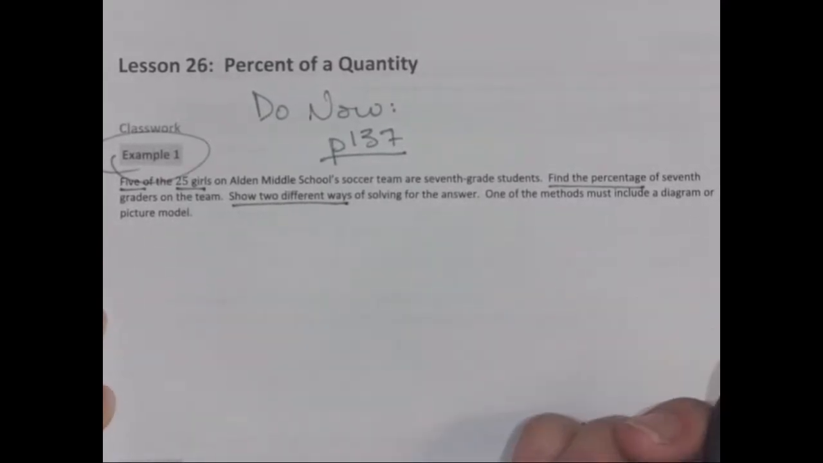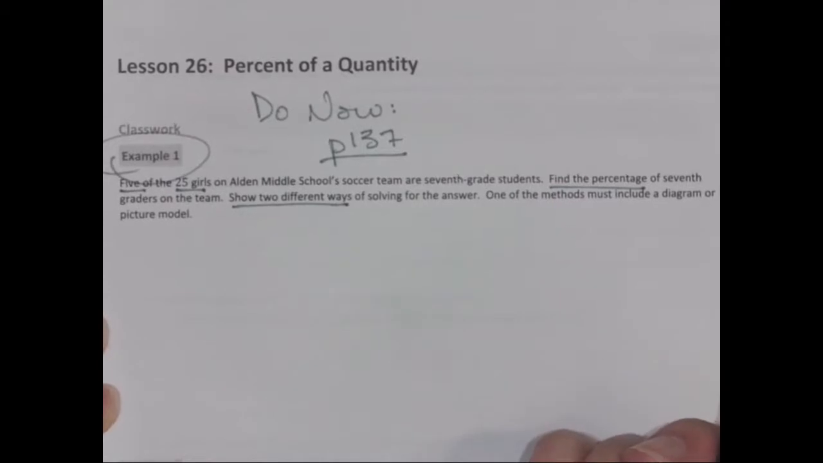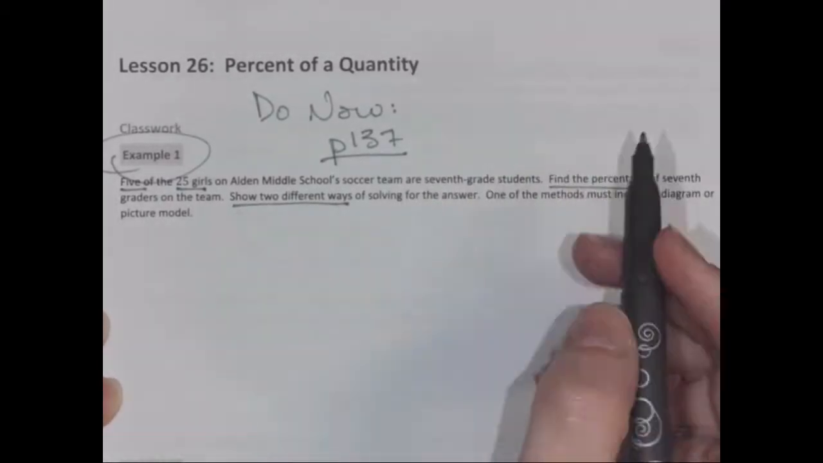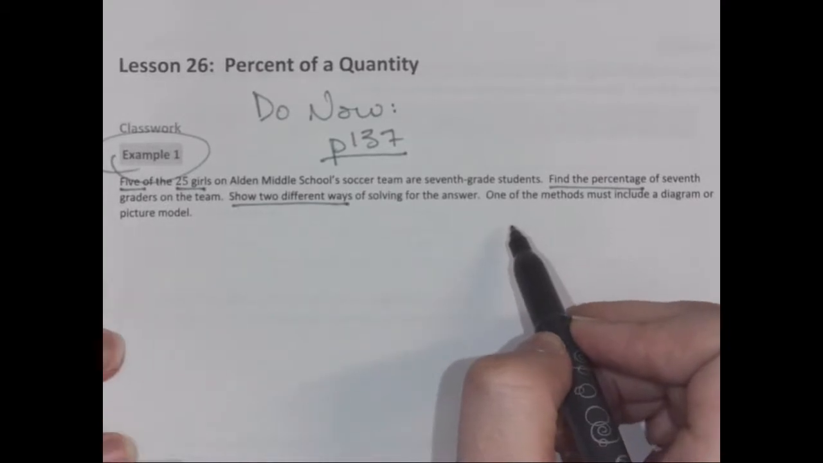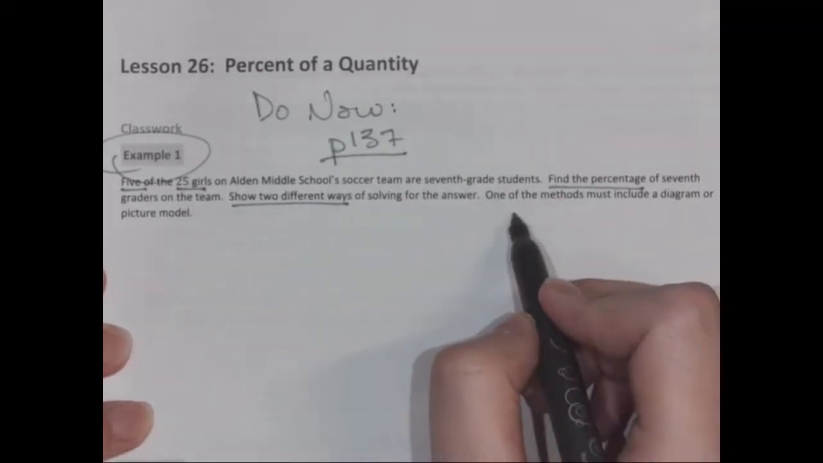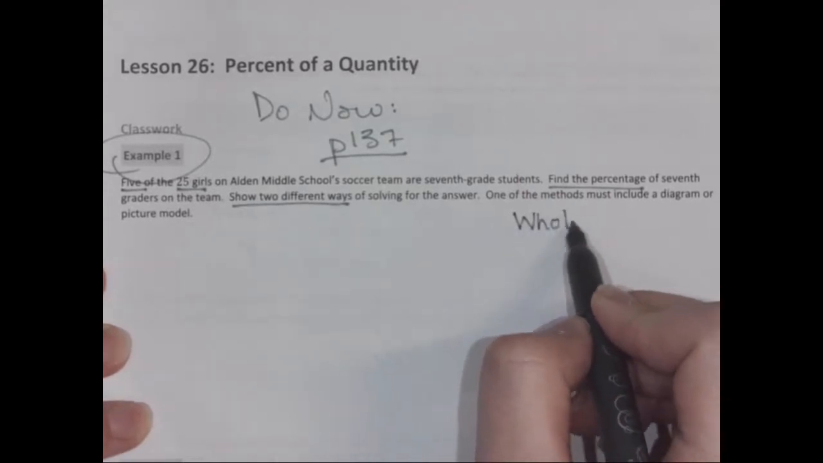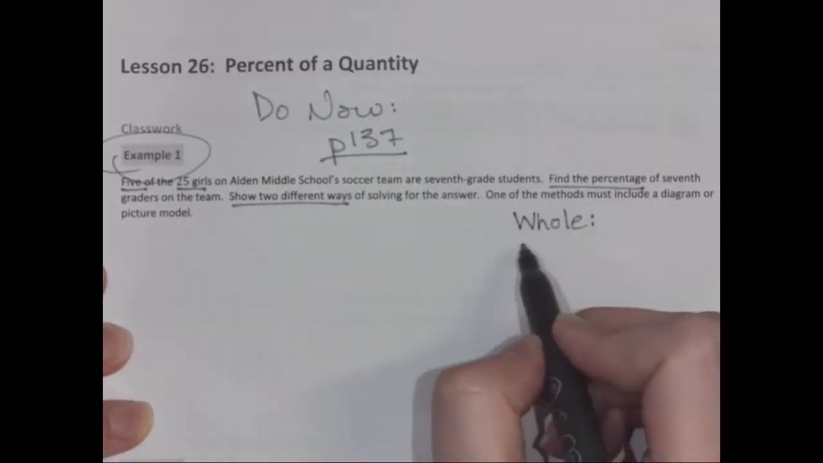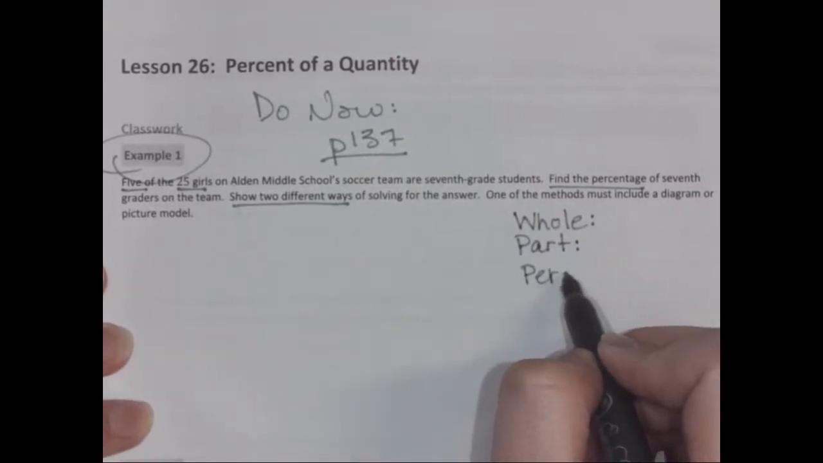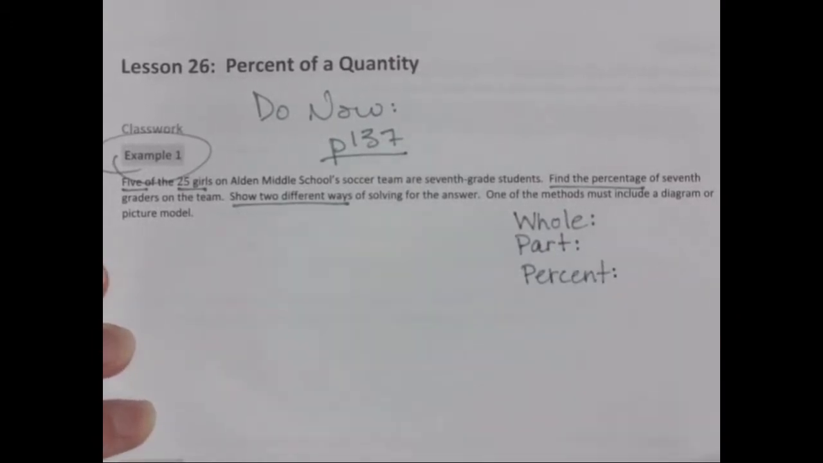So what do I need to write down? Kalia. 5 of the 25 girls. So when we work with a problem like this, what we need to do is label the whole, the part, and the percent. You're only going to be given 2 of these, and you'll have to find the third.